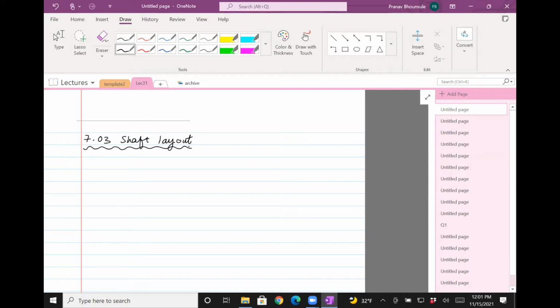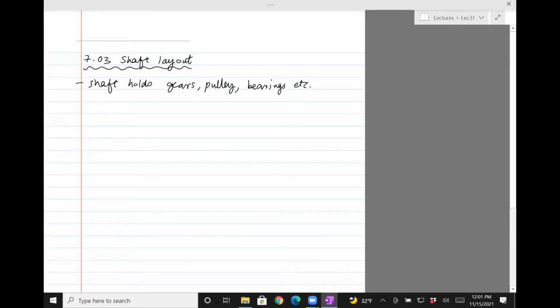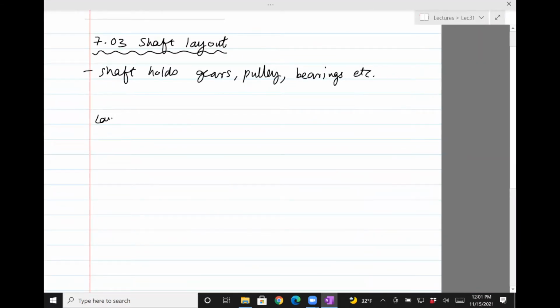So this section covers some of the things you need to keep in mind when you think of the shaft layout. Okay? So what does a shaft have? It usually holds things like gears, pulleys, bearings, etc. So when you talk of the layout, there are some general recommendations, and I just cover a few of them. You want to read the book if you want more on these things.